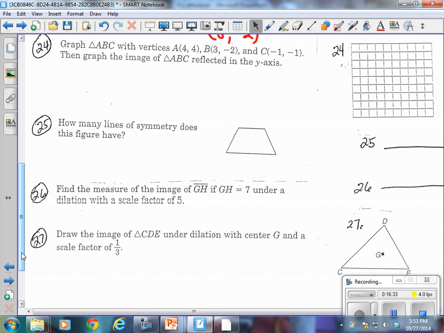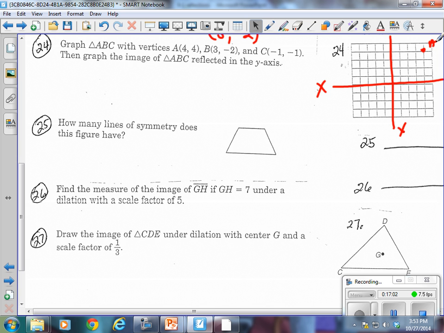All right, 24, graph the vertices, and they give us those vertices. Then graph the image reflected over the y-axis. I'm drawing the x-axis and the y-axis. Actually, I drew the y first, but that shouldn't matter. So something like that. This is our x, this is our y. Graph the points. 1, 2, 3, 4, 4. That's A.